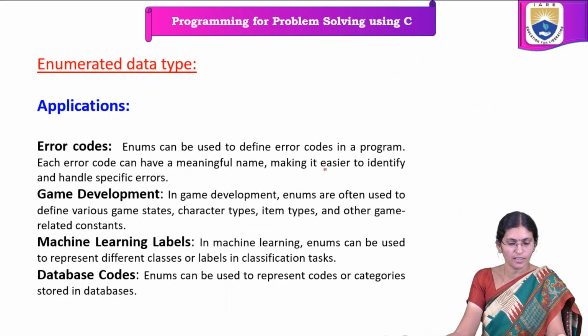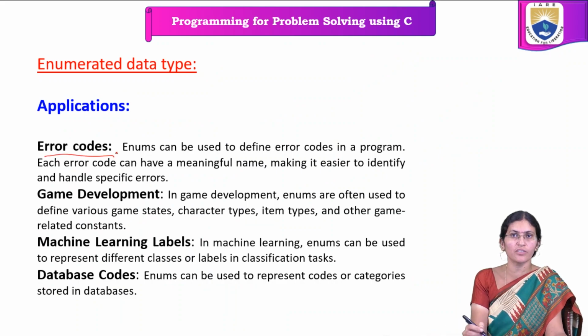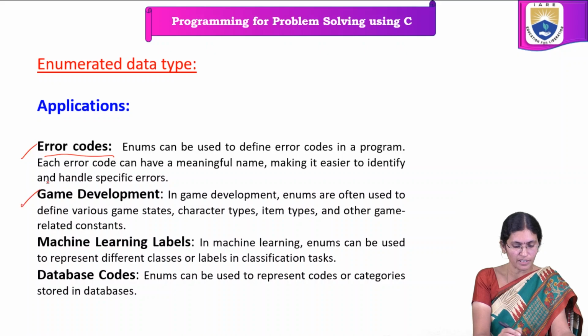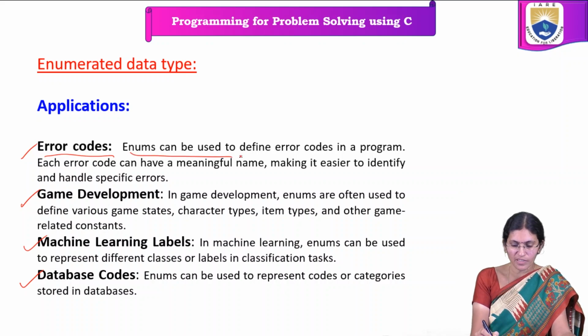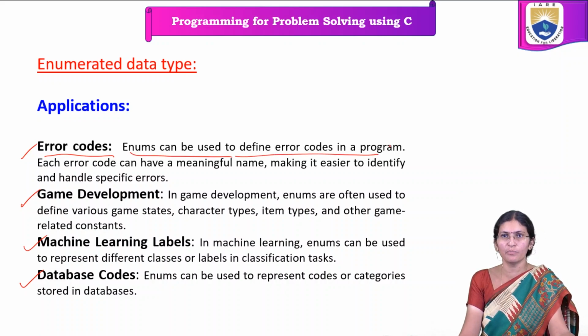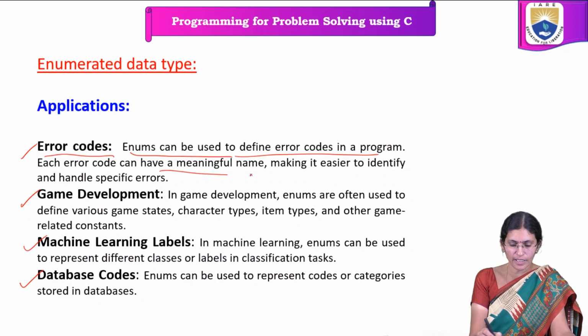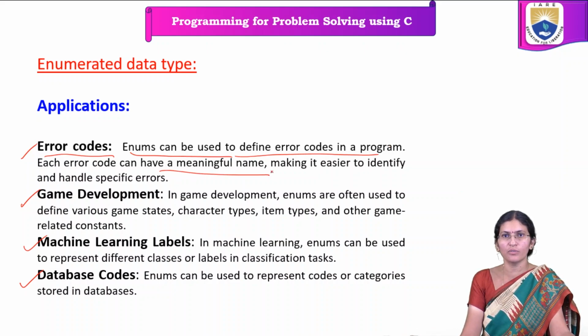Then, coming to the applications. These are the various areas where we can use enumerated data type: error codes, game development, machine learning labels, and database codes. There are other applications also, a wide variety where we can use enumerated data type. We will discuss these four. Enums can be used to define error codes in a program. Each error code can have a meaningful name, making it easier to identify and handle specific errors.